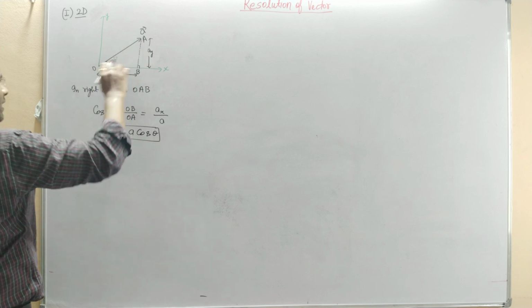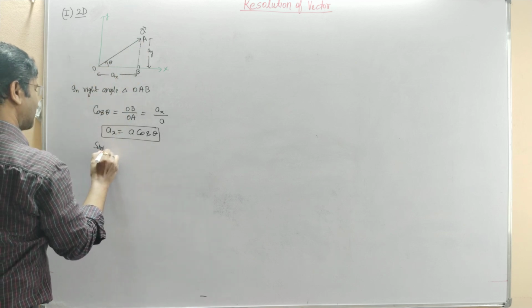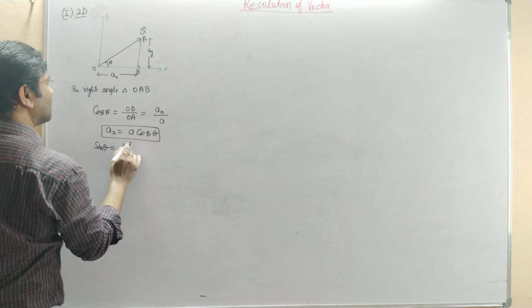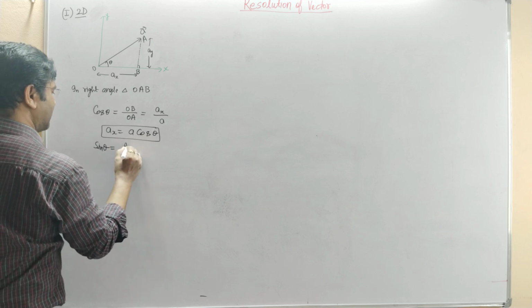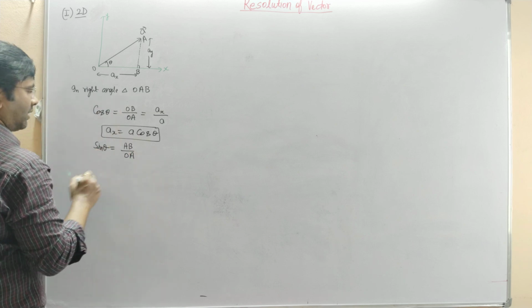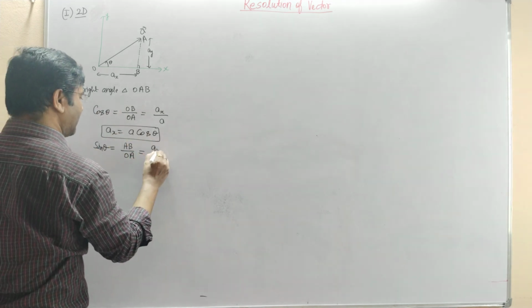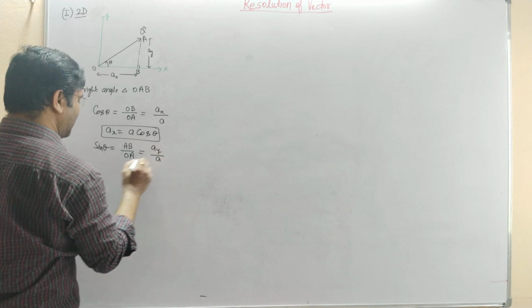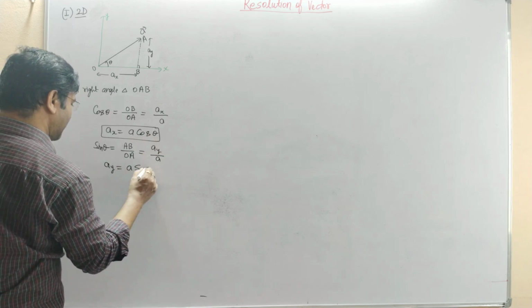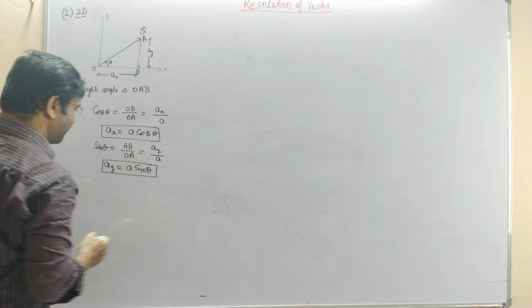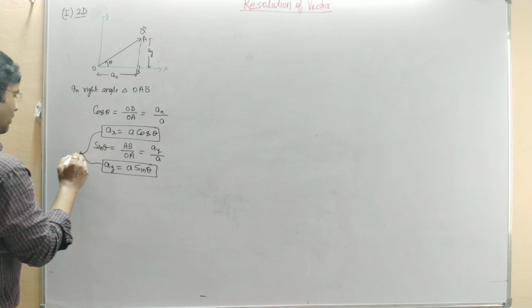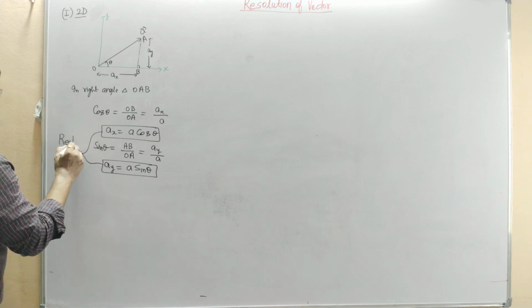Similarly, in the same triangle, if I am writing sin theta, then I can write sin theta equal to perpendicular that is AB upon hypotenuse that is OA. So AB length is Ay and OA length is A. So we can write here Ay equal to A into sin theta. This Ax and Ay is known as rectangular component.